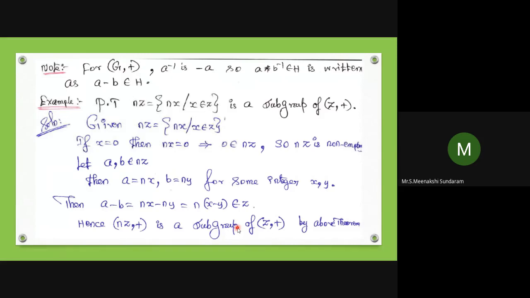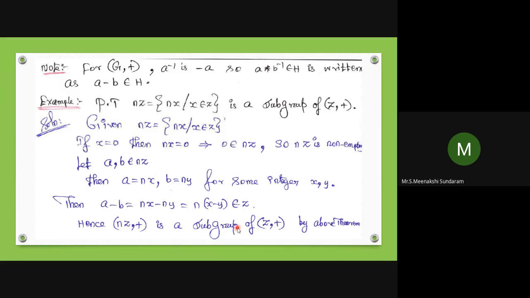This is the subgroup criterion. I have given only examples of it: N comma Z. So for G comma plus, A inverse is minus A, so A star B inverse in H is written as A minus B belongs to H. If A inverse is minus A, then A star B inverse under addition is A minus B belongs to H. And as an example, prove that NZ is a subgroup of Z comma plus. Take A as NX and B as NY. Automatically A minus B, another multiple, N into X minus Y, comes out, and that is okay.